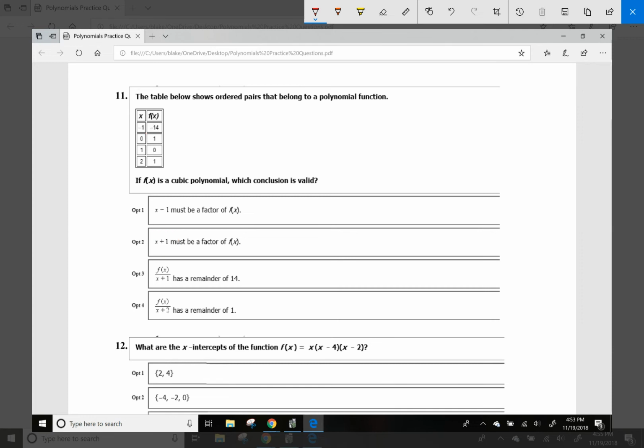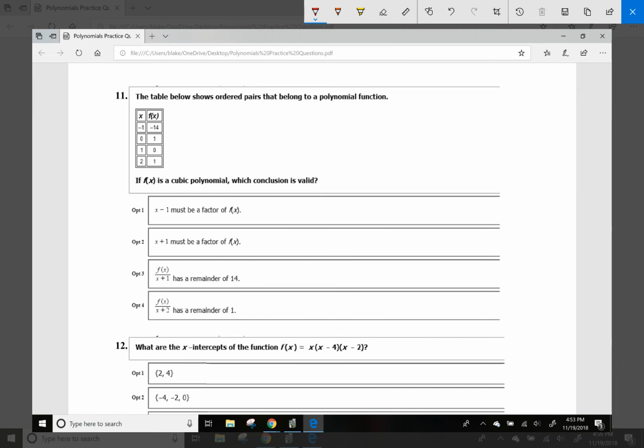Option 3 says... okay, I was thinking this was right for a second, but it's not. When you're dividing by x plus 1, which means yet again you're looking at x equal to -1, the remainder is 14. Now, that means that the y value is 14. So if you go to -1, the y value is not 14, it's -14. So that's why I almost thought for a second it was right, but I noticed the negatives. That would be right if it was a +14 instead of a negative, or if they wrote -14 down here, it would have been right.